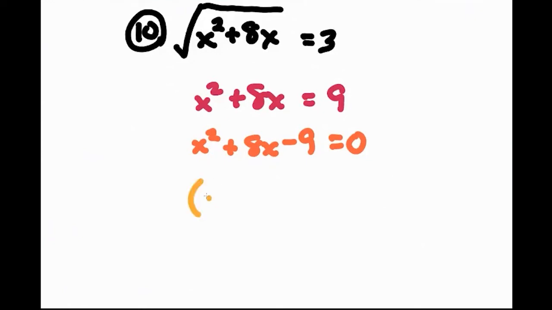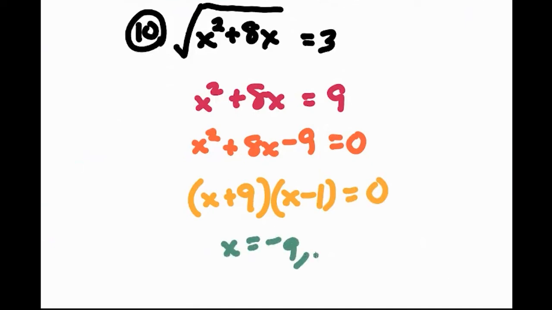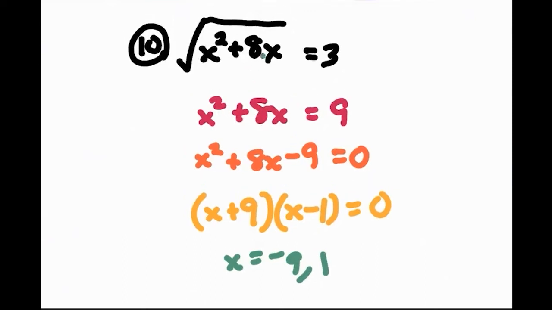So this would factor to x plus 9 and x minus 1 is equal to 0. x is equal to -9, x is equal to 1, but you have to test it by putting it back into the original equation here. Okay, so if you put -9 in here, you're going to get 81 minus 72, which is 9. The square root of 9 is 3. So that one checks out.